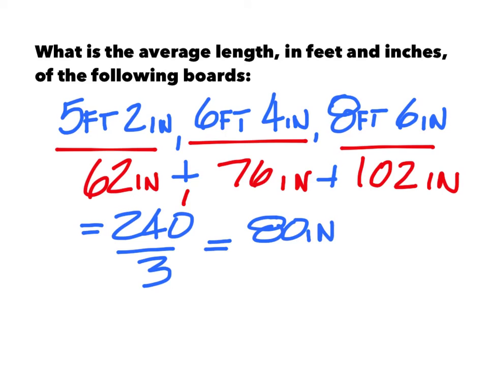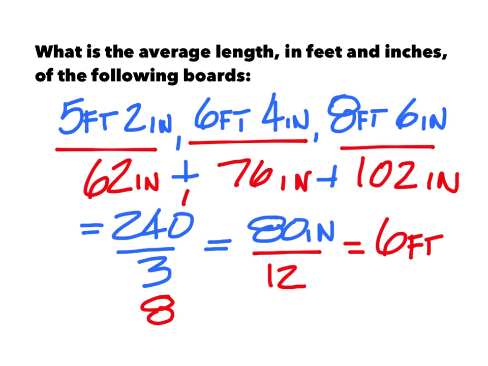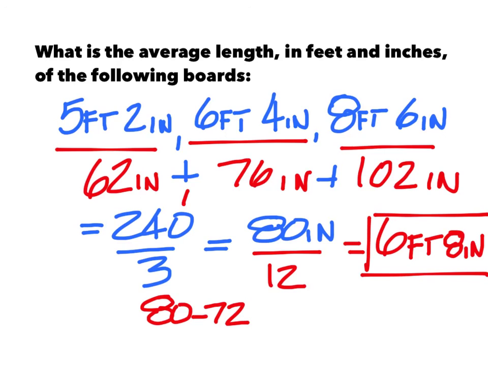When I divide 80 by 12, 12 goes into 80 6 times. 6 times 12 is 72. So we need 80 minus 72, which is going to be 8. So 6 feet 8 inches is the answer.